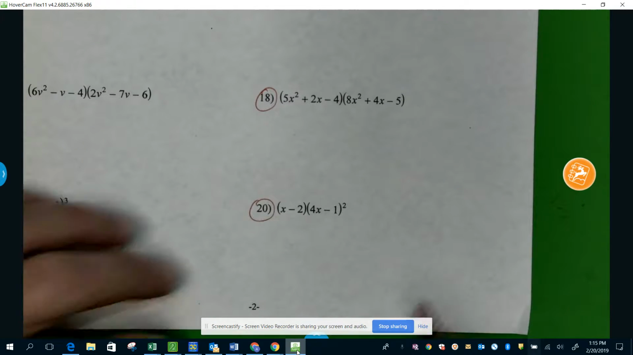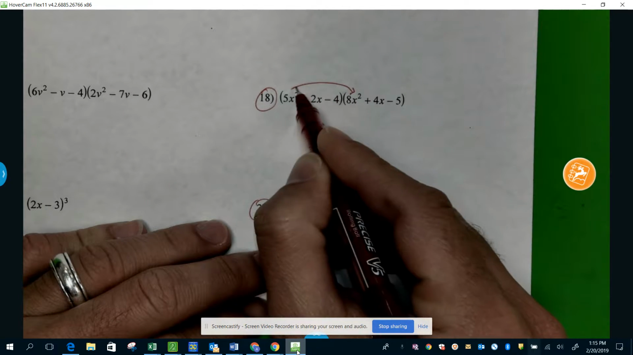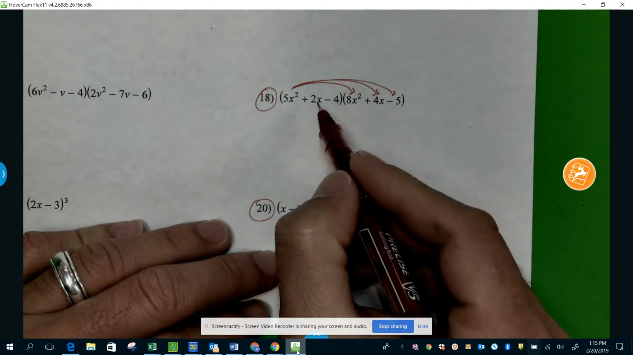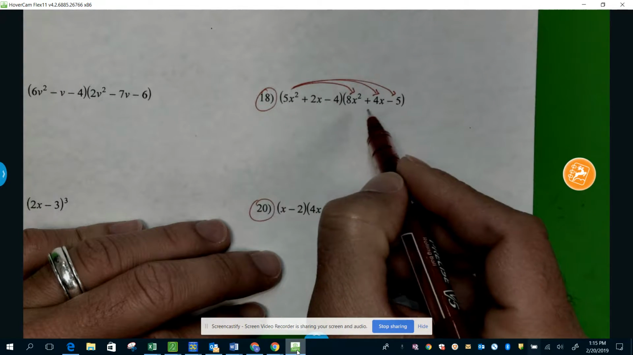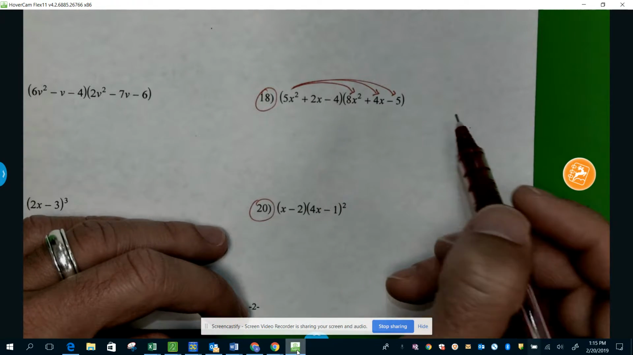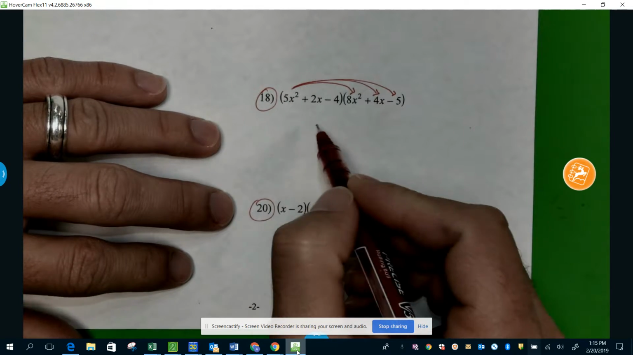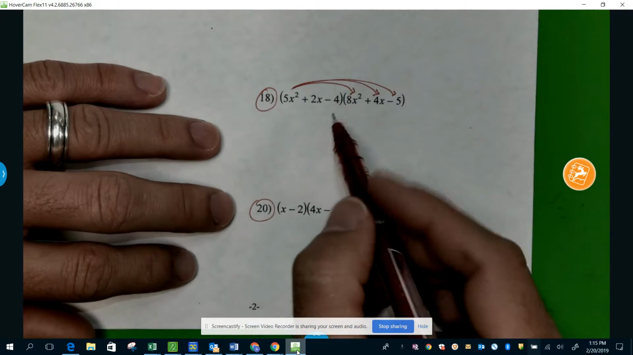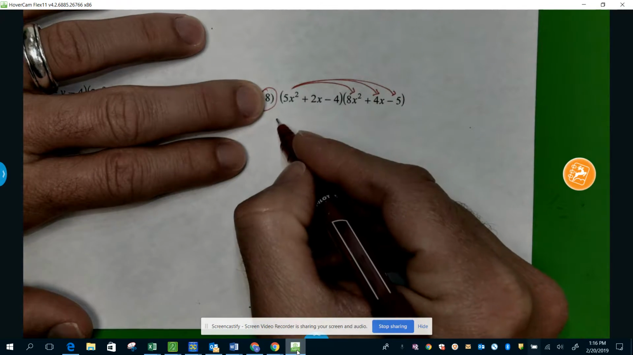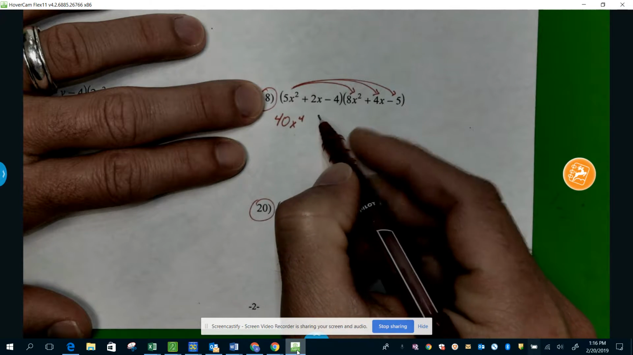Okay, 18. So let's look at it. Again, we're going to distribute. We're going to multiply the 5x squared times all 3 terms in the second parenthesis. Then we're going to multiply the 2x times all 3 terms in the second parenthesis. Then we're going to multiply the negative 4 times all 3 terms in that second parenthesis. And this time, whenever I multiply, I'm going to line up my like terms, so it'll be easier to combine them. 5x squared times 8x squared. 5 times 8 is 40. X squared and x squared is x to the 4th.